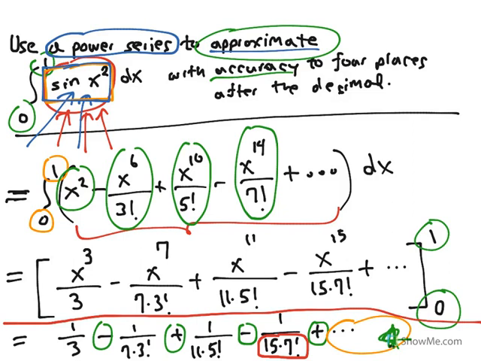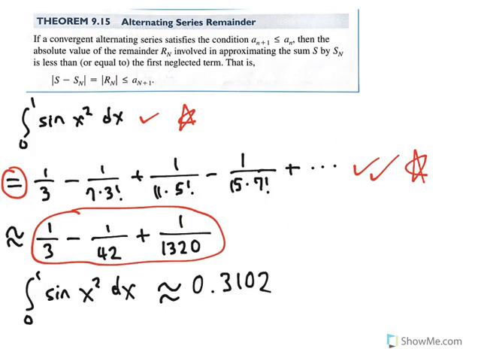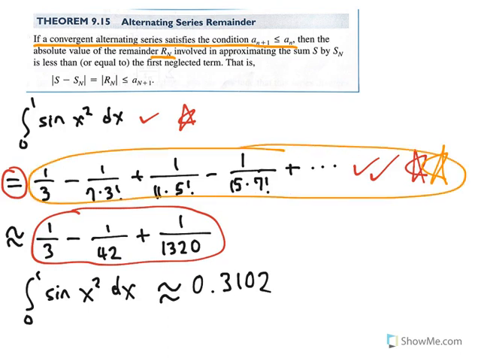So when we go back to the instructions, it states, use a power series to approximate the value of this definite integral with accuracy to 4 places after the decimal. So how do we know that we do have accuracy to 4 places after the decimal? We know because of the alternating series remainder theorem. It states if a convergent alternating series satisfies this condition, that's what we have here, then the absolute value of the remainder involved in approximating the infinite sum, which is exactly equal to our definite integral.